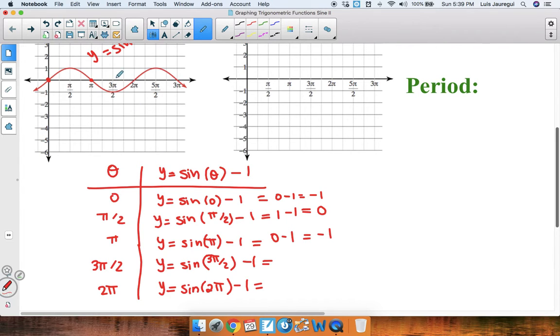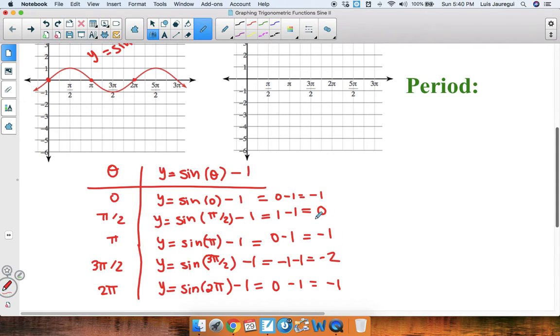Then you come up to 3 pi over 2. Sine of 3 pi over 2 is negative 1, so we have negative 1 here. Minus 1 gives you negative 2. And lastly, you come back to sine of 2 pi, which is 0. So you have 0 minus 1 gives you negative 1.